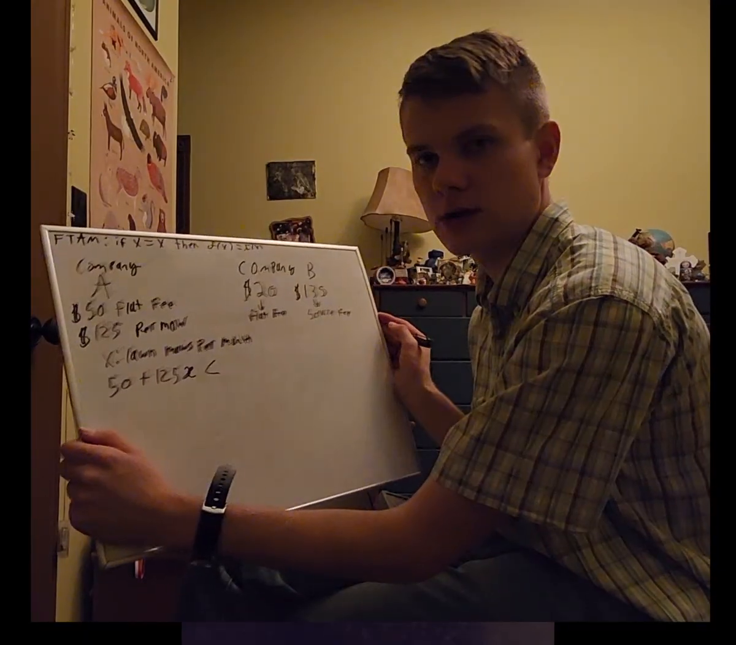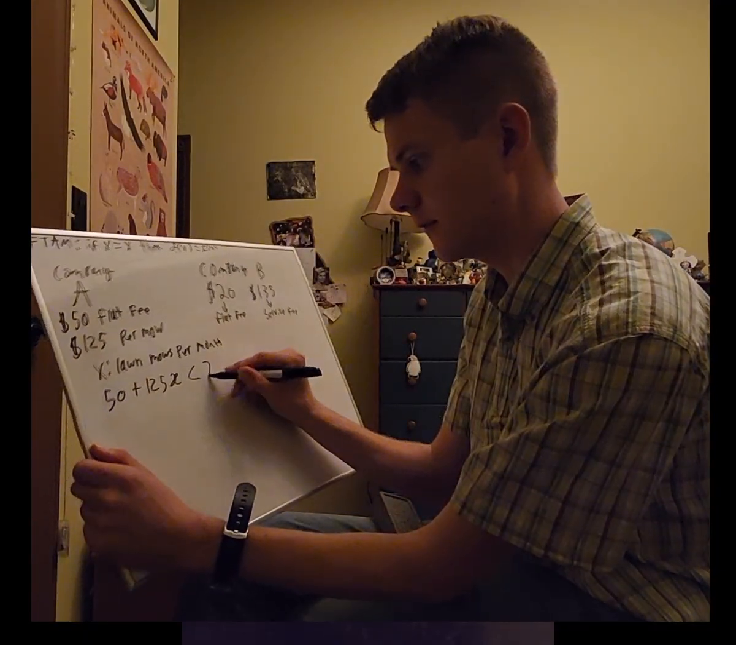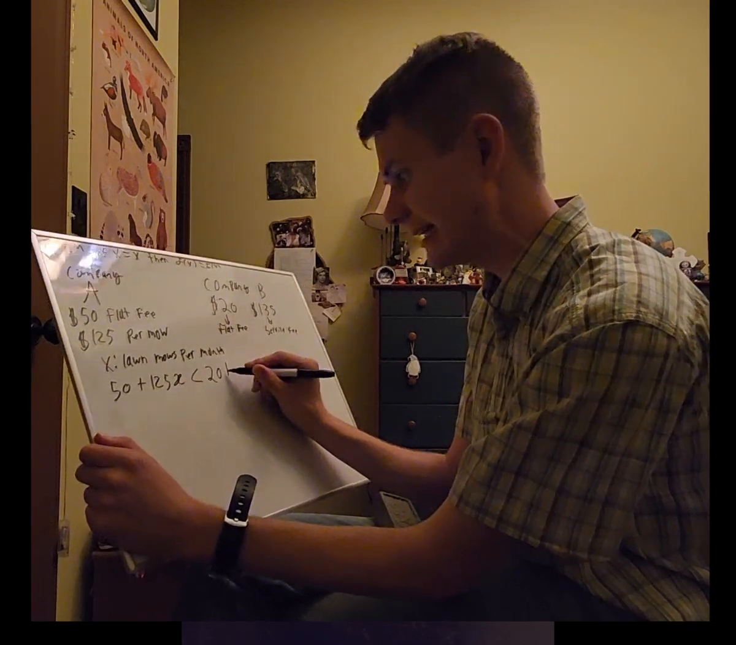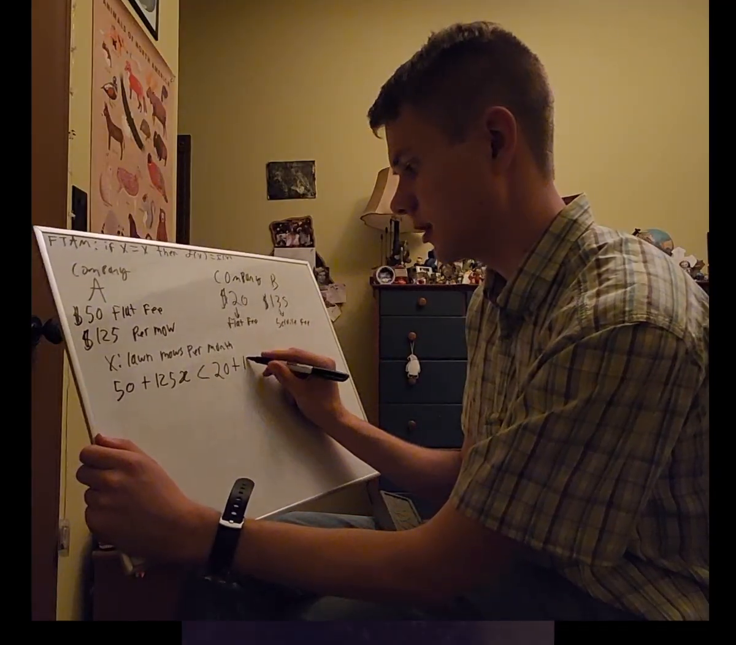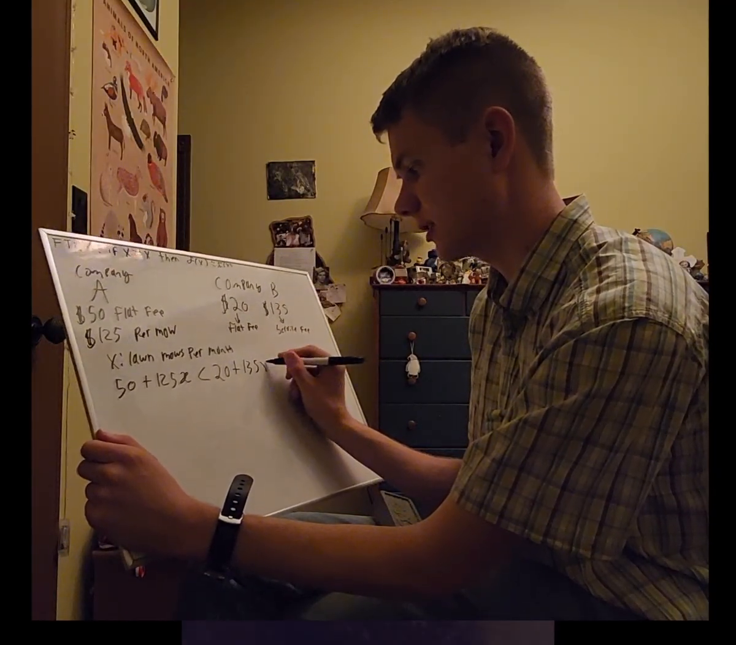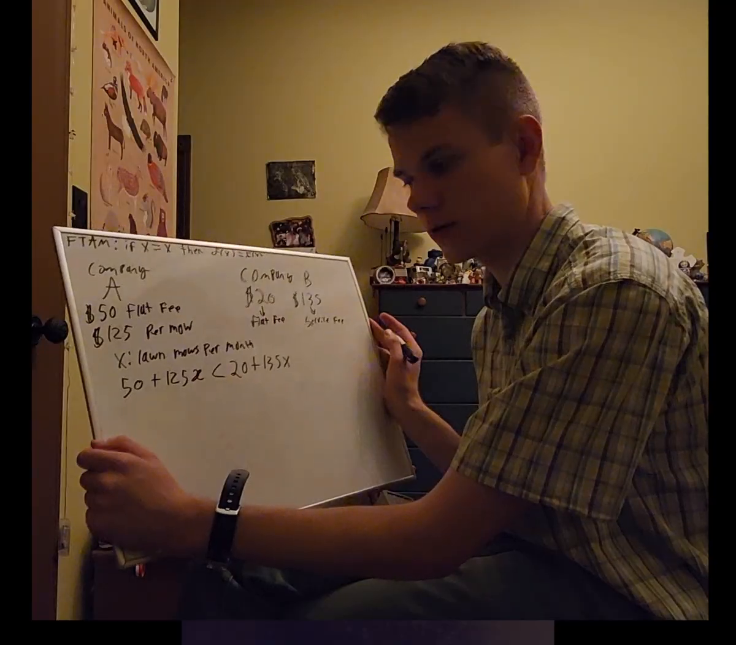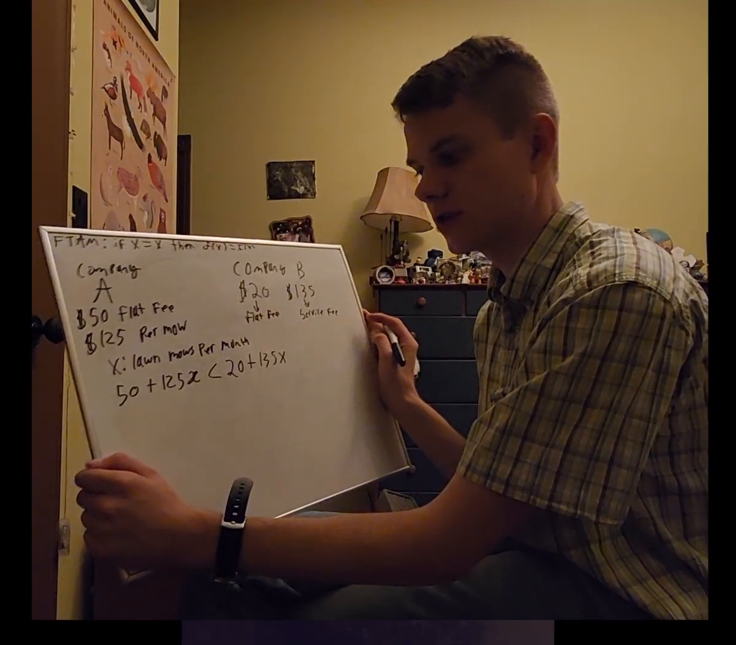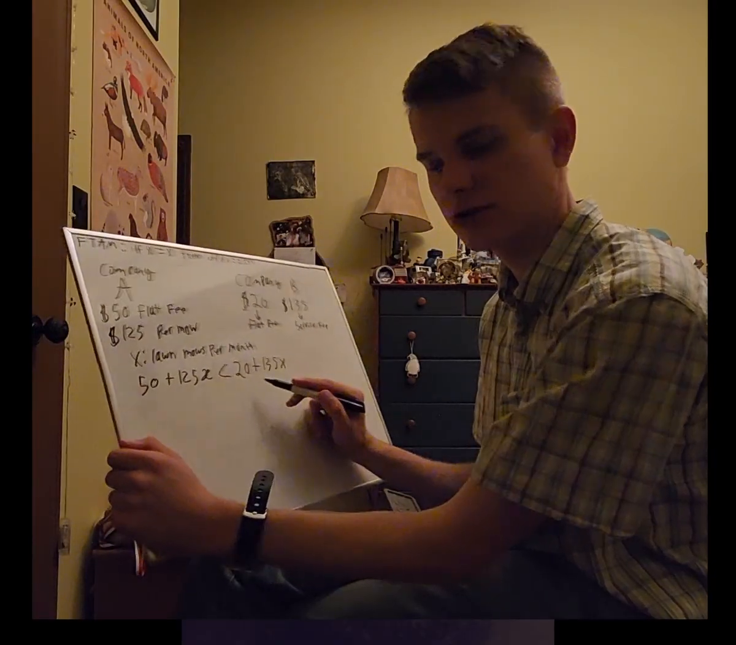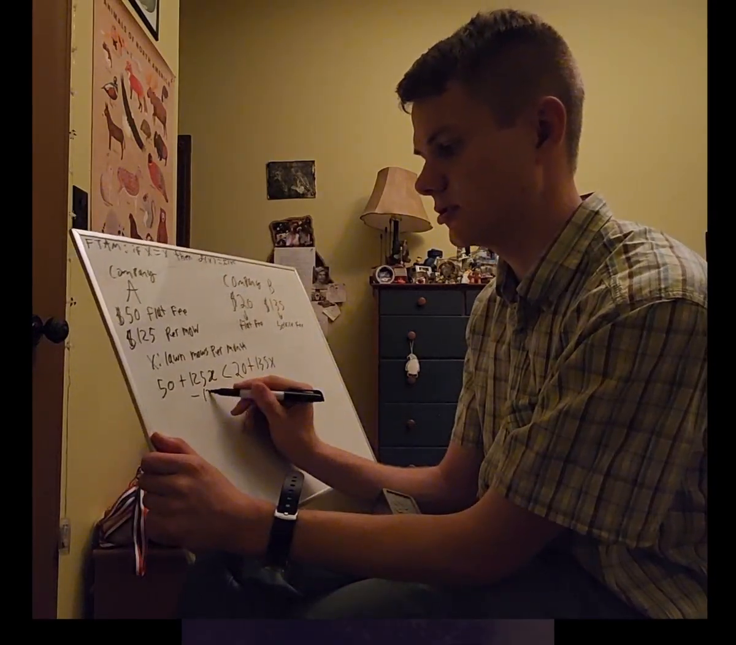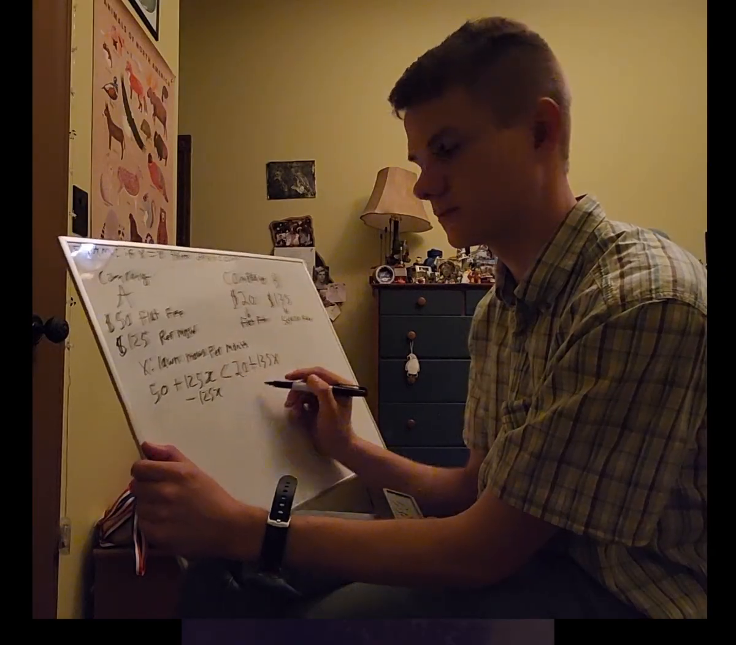Okay, so now company B charges a $20 flat fee and $135 service fee. So it's going to be 20 plus 135 times x, where x is how many times you get a lawn mowed per month. Okay, so now we want to solve the system. Well, this x is greater, so I'm going to move this over here. So we're going to subtract 125x on both sides.